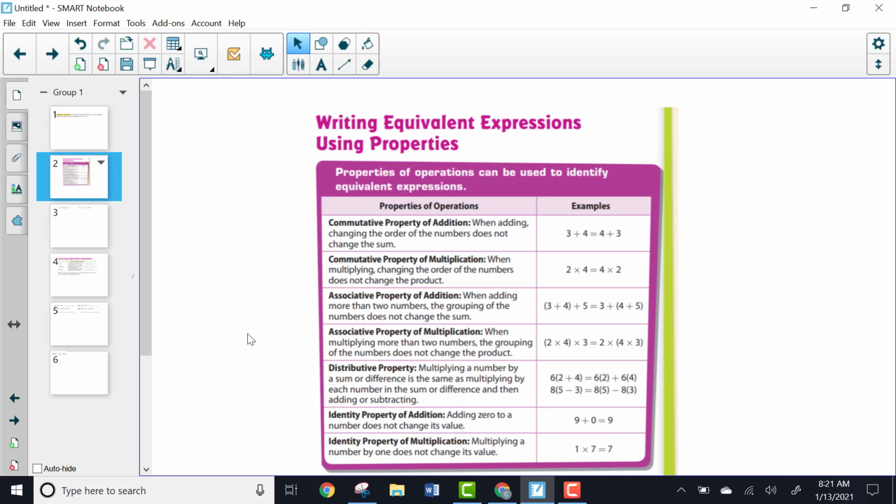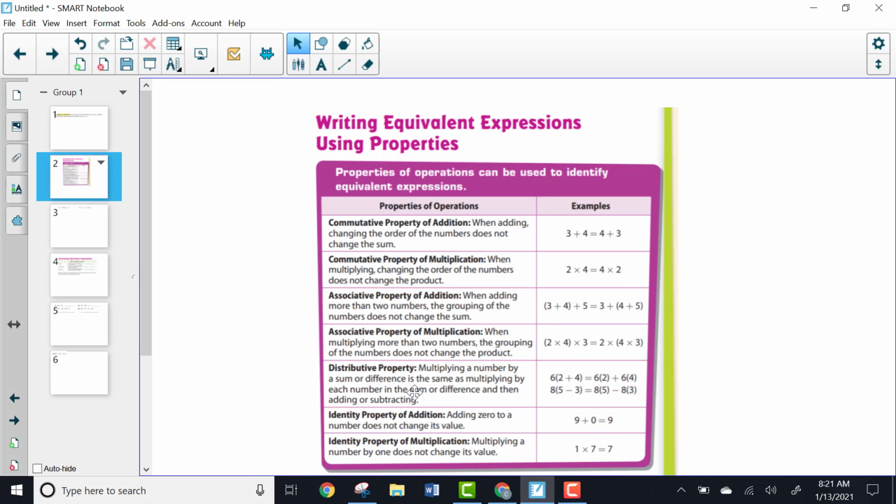For the associative property of addition, when adding more than two numbers, the grouping of the numbers does not change the sum. For example, if I have 3 plus 4, add those two together and then add 5, that gives me 12. If I have 4 plus 5, that gives me 9, then add 3, that still gives me 12. So you can group the numbers however you would like, and that goes with both multiplication and addition.